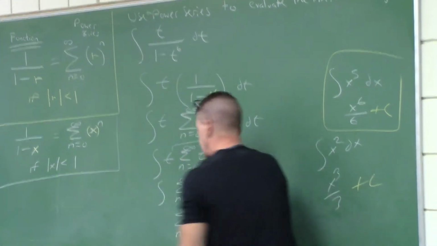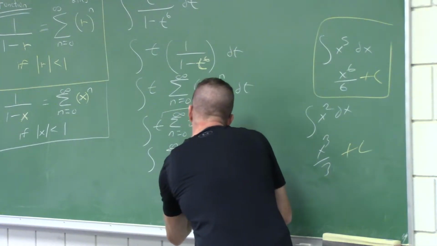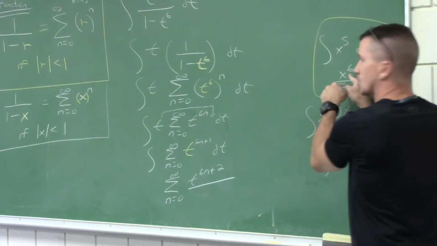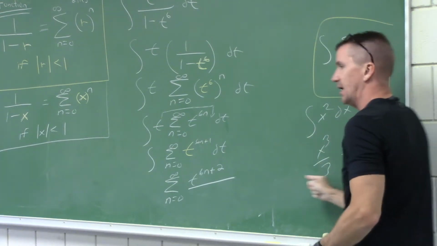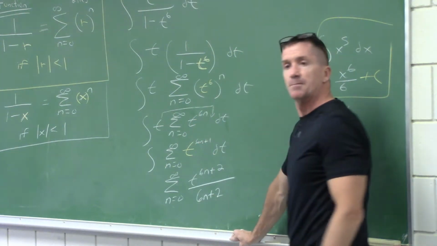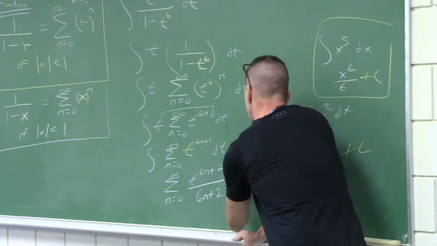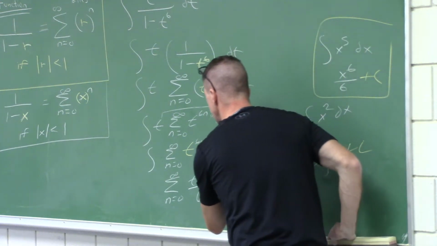What do you do with this? Just carry that down. T to the 6n plus 2, and then you've got to divide by something. Remember, look what you did. You pumped it up by 1, you divided by that number. So what do I have to divide by? 6n plus 1. 6n plus 2, right? Sorry. That's all right. One more thing, I'll put the plus C. There it is. Isn't this cool? Everyone, this is the integral.